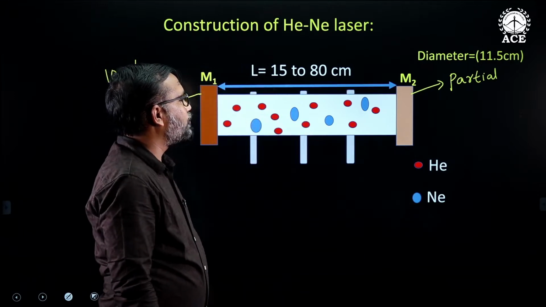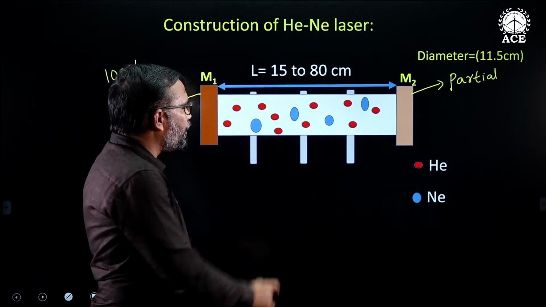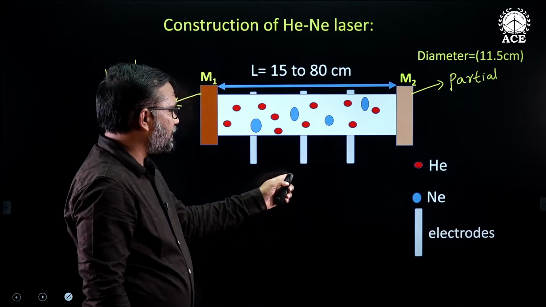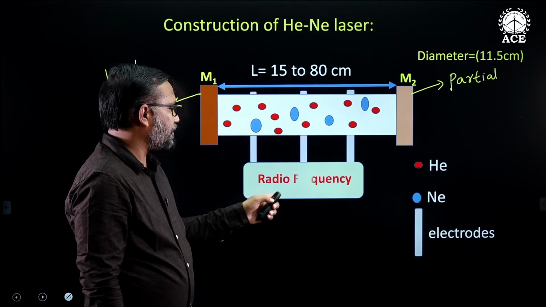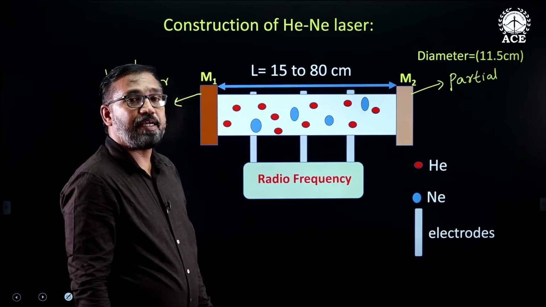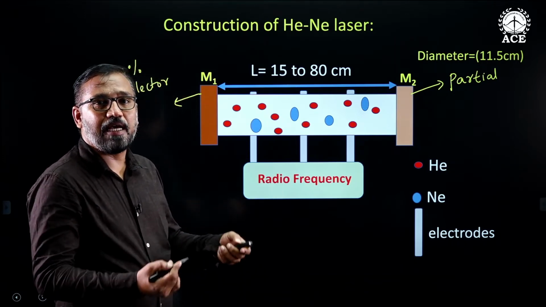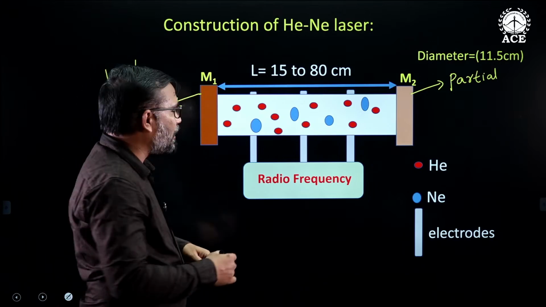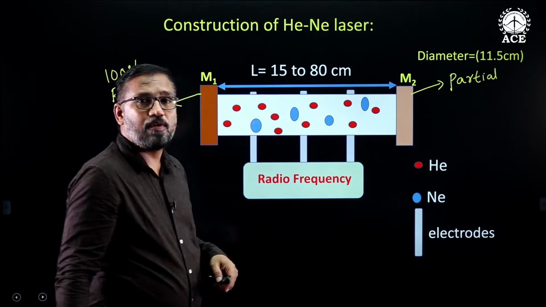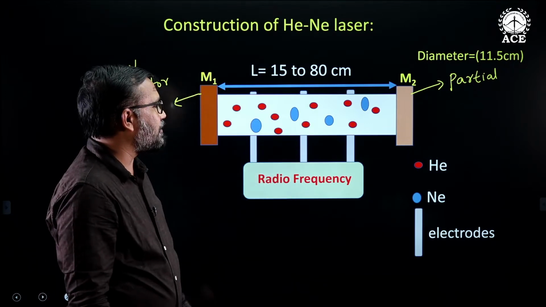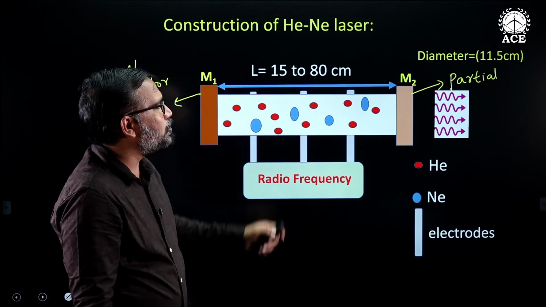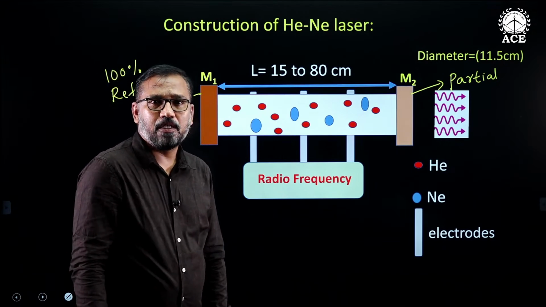These are the electrodes, and they are connected to a radio frequency generator. The radio frequency generator generates some current, which means it generates electrons. These generated electrons are injected into the mixture of helium-neon gases.